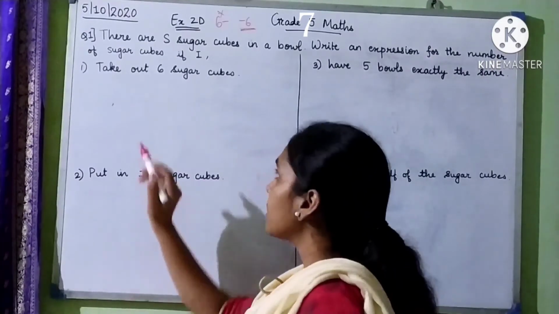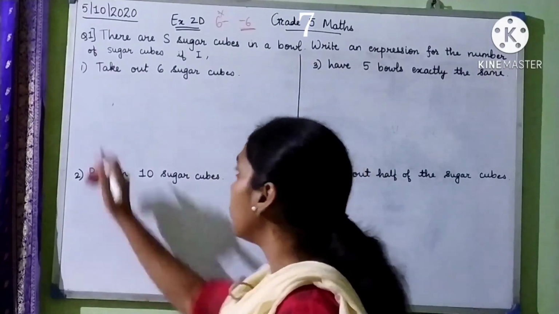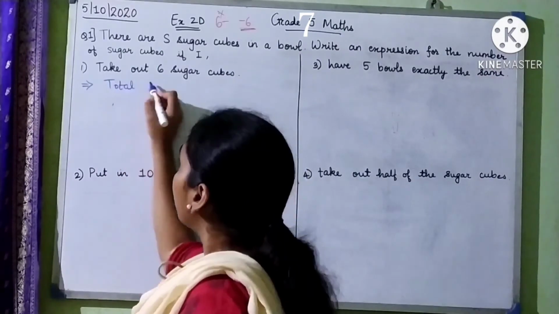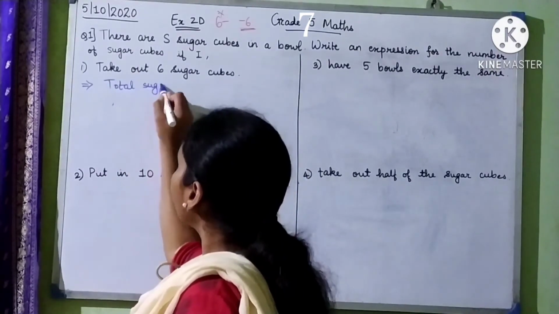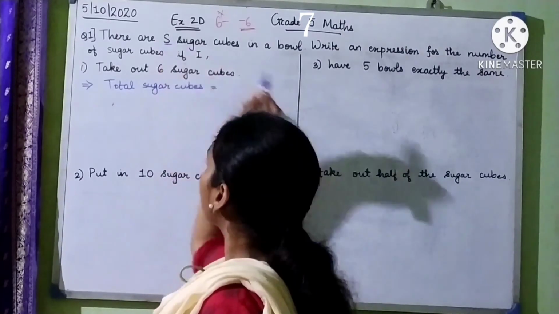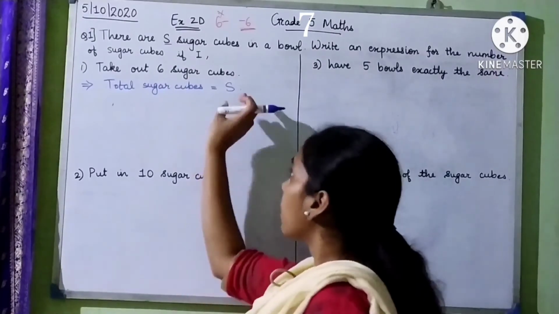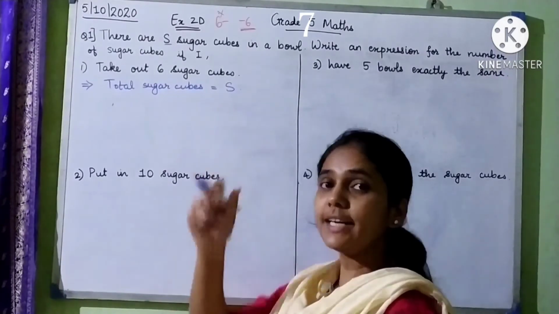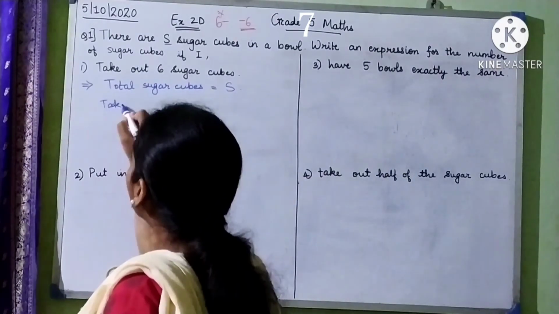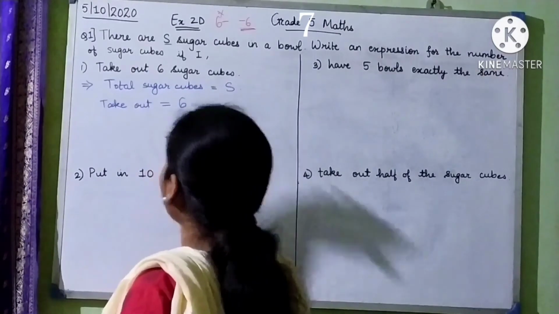So the first sum is, take out 6 sugar cubes. In total, how many sugar cubes are there in the bowl? There are S number of sugar cubes, right? So the total number of sugar cubes is S. From this S I take out 6 sugar cubes. So taking out how many cubes? 6 sugar cubes.